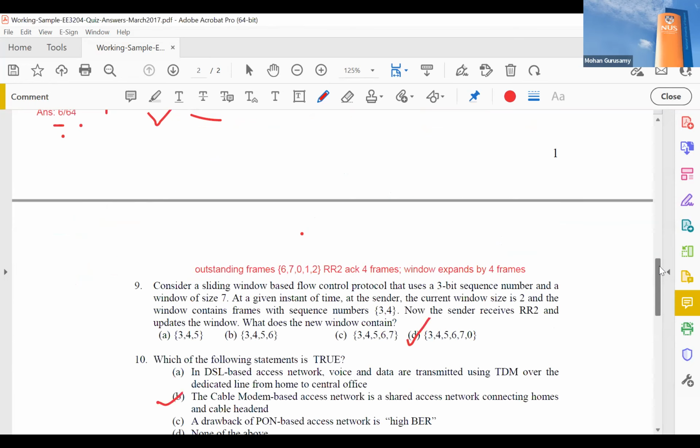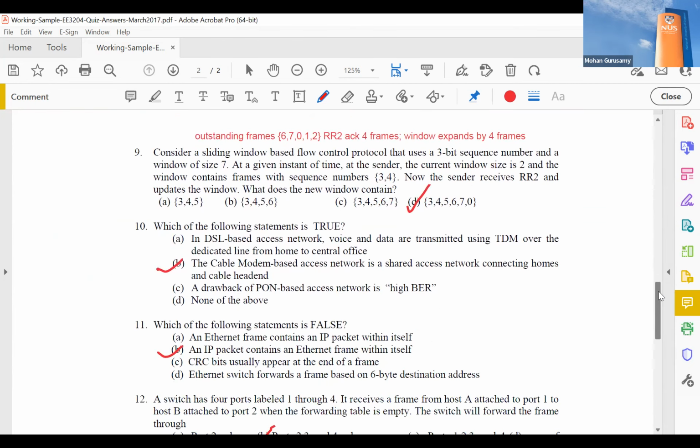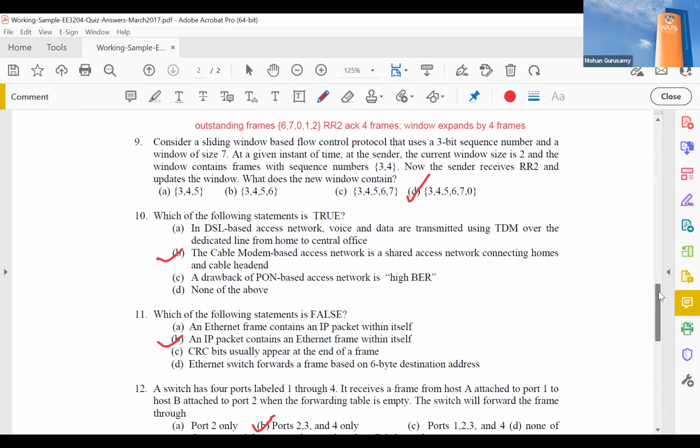Okay, good. So question number 9, another interesting question. Consider a sliding window based flow control protocol that uses a 3-bit sequence number and a window size of 7. At a given instant of time, the sender side window size is 2, and the window contains frames 3 and 4. The current window shows sequence numbers 3 and 4.